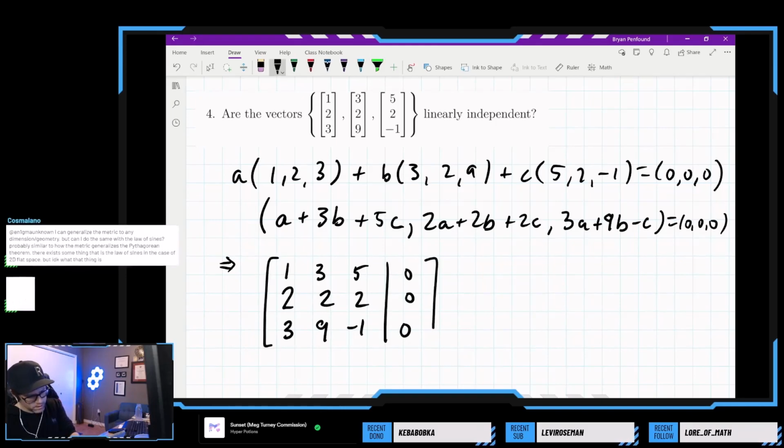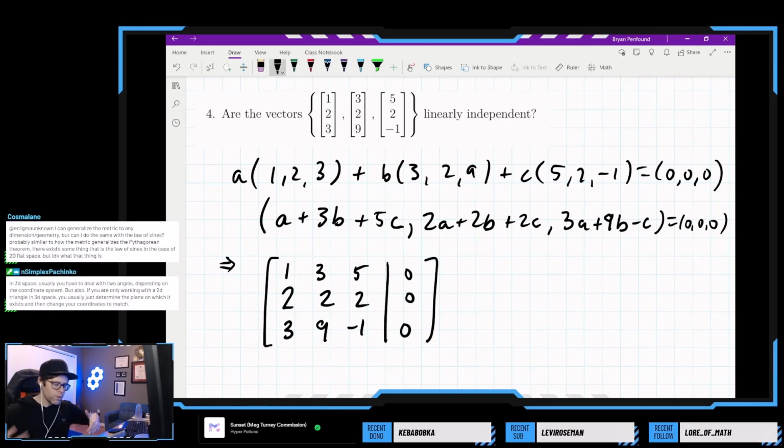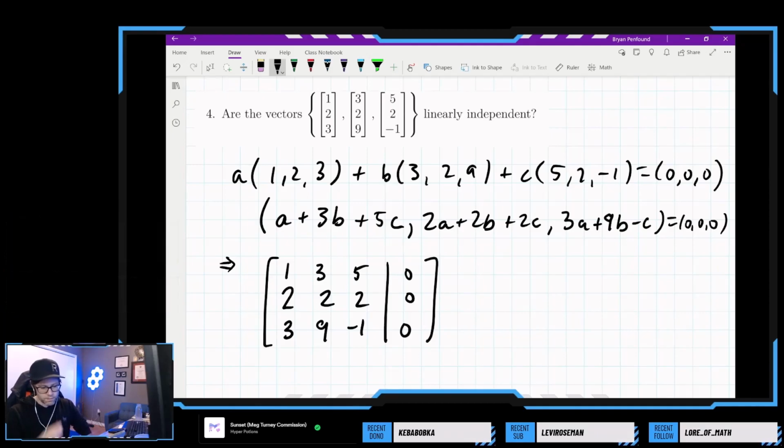Because we know this is a homogeneous system, I know that it's always going to have at least one solution. A equals 0, B equals 0, C equals 0 is always a solution. What we're checking for is if there is a non-trivial solution. And if we find a non-trivial solution, then we know that these vectors are dependent on each other in some way. So what we really need to do is find the reduced row echelon form of this 3x3 matrix. If it is anything but the identity matrix, then we have a non-trivial solution.